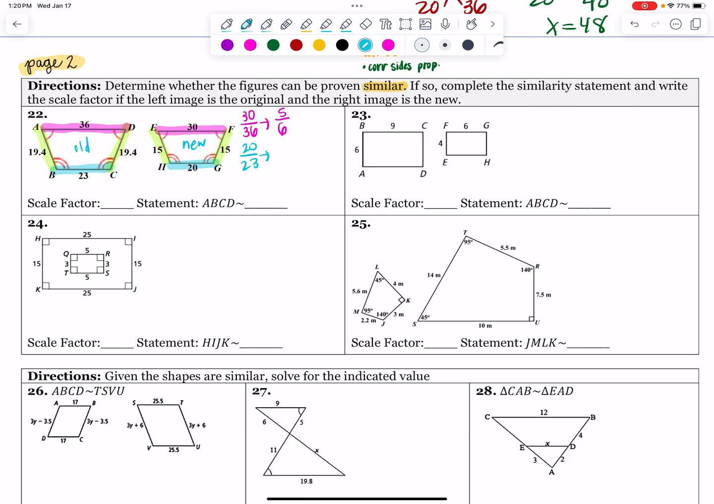20 over 23 is actually already fully reduced. So immediately I can stop because those two are not the same, which means that there is no scale factor because these are not similar. You could check the 2 greens as well, the 15 over the 19.4. And you could do that as a decimal and see that that decimal is not the same as 5/6. Or you could turn that into whole numbers, which is 75 over 97, I think. And that does not reduce, but that would not even give you the same fraction as 5/6 or as 20 over 23. So these are not similar for sure.